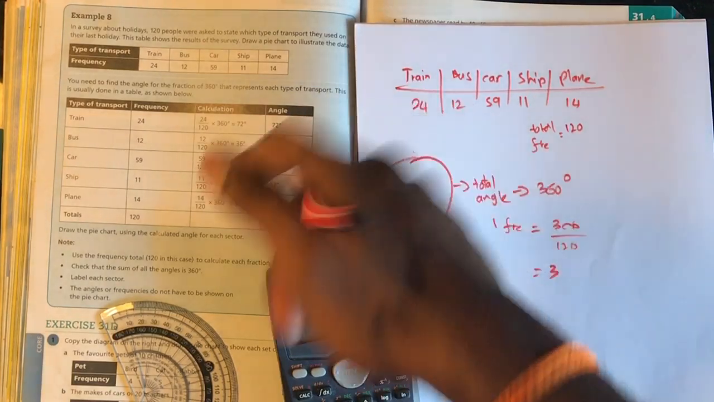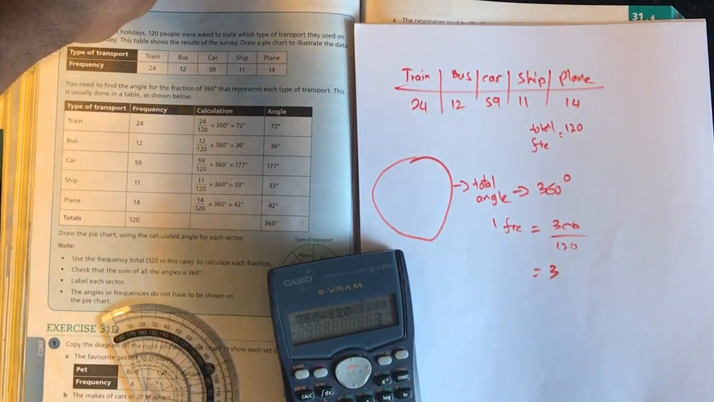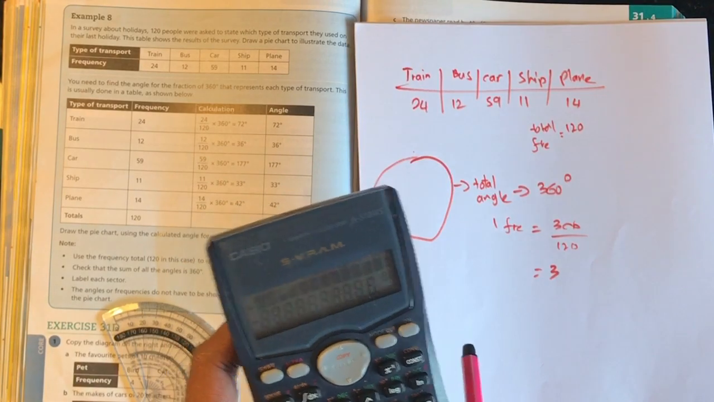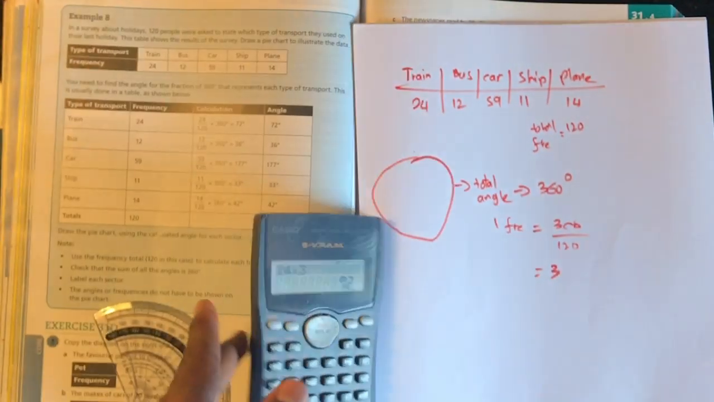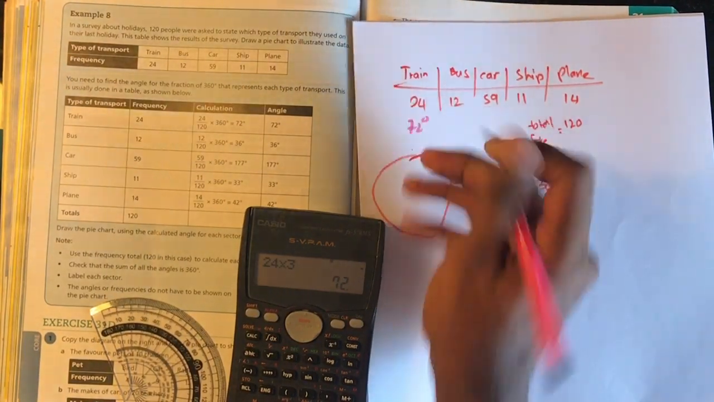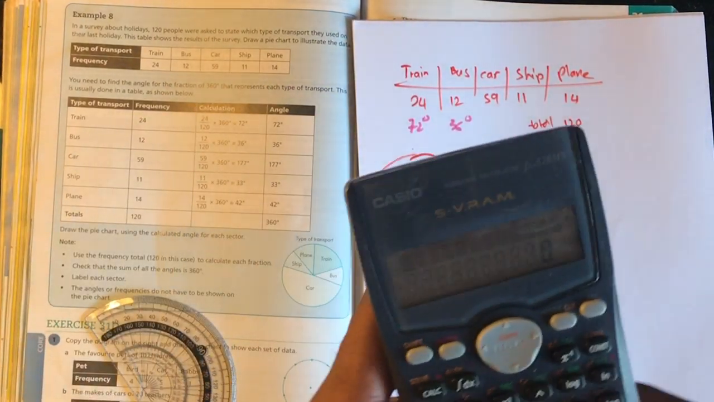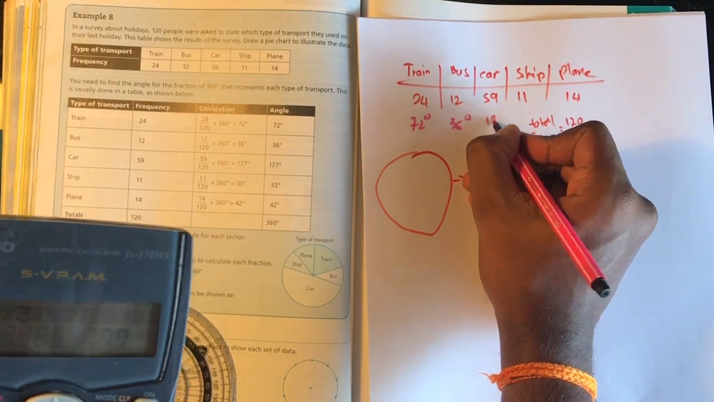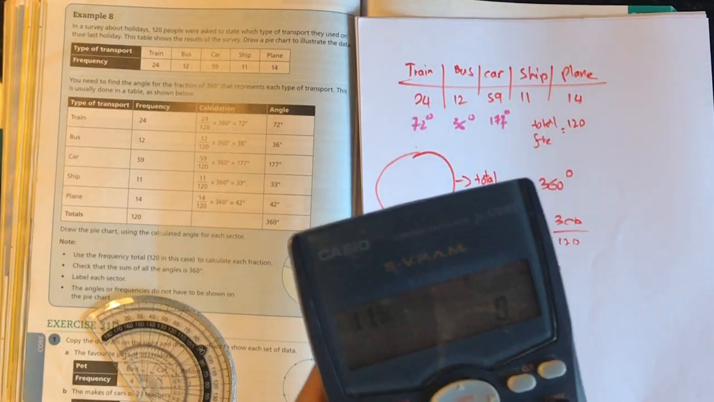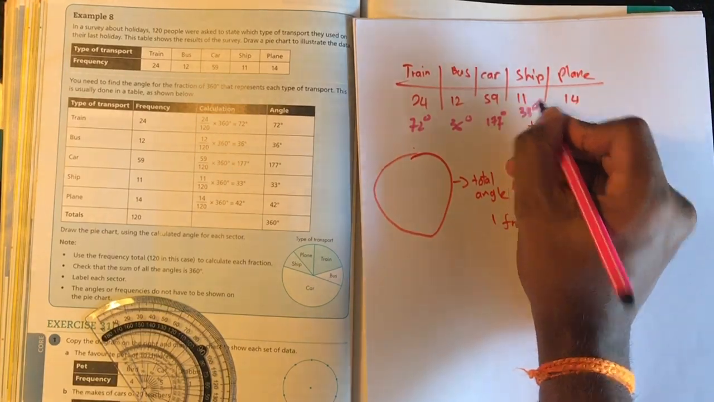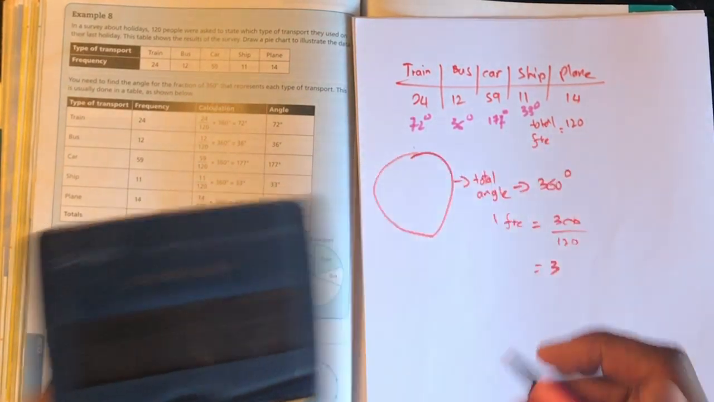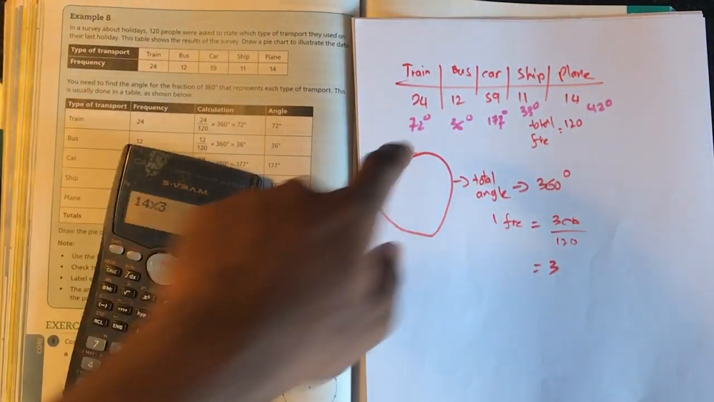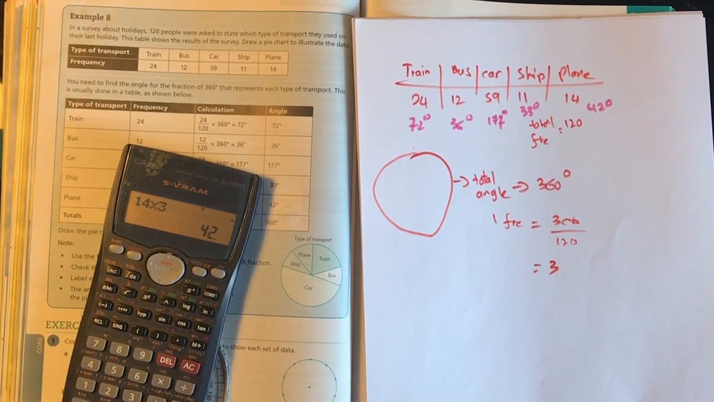So now I need to convert all of these into angles. 24 times 3, I get 72, so this is 72 degrees. Then 12 times 3, this is 36 degrees. Then 59 times 3, this is 177 degrees. 11 times 3 is 33 degrees. Then 14 times 3, which is 42 degrees. So we have everything in degrees already, right? Now we can just use our protractor and draw.